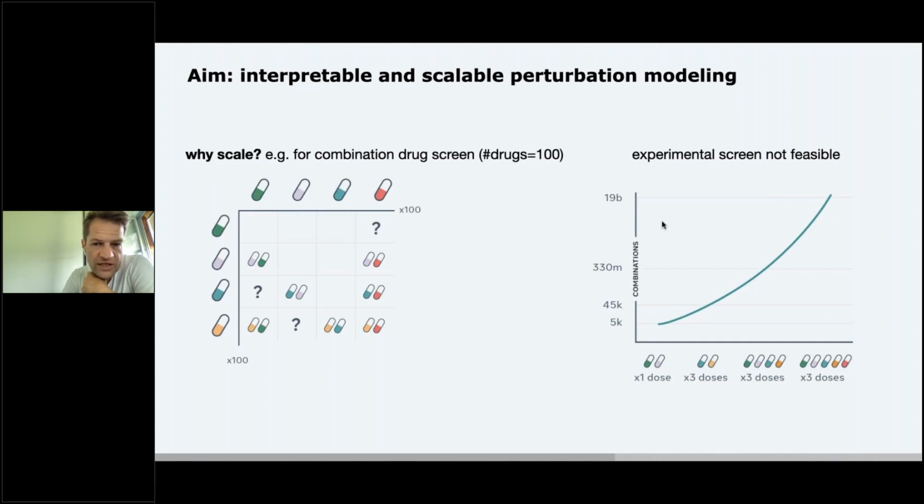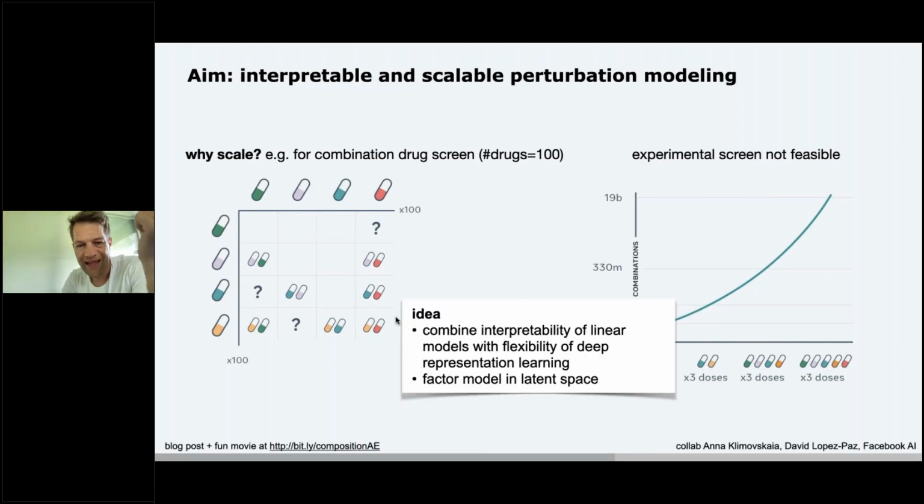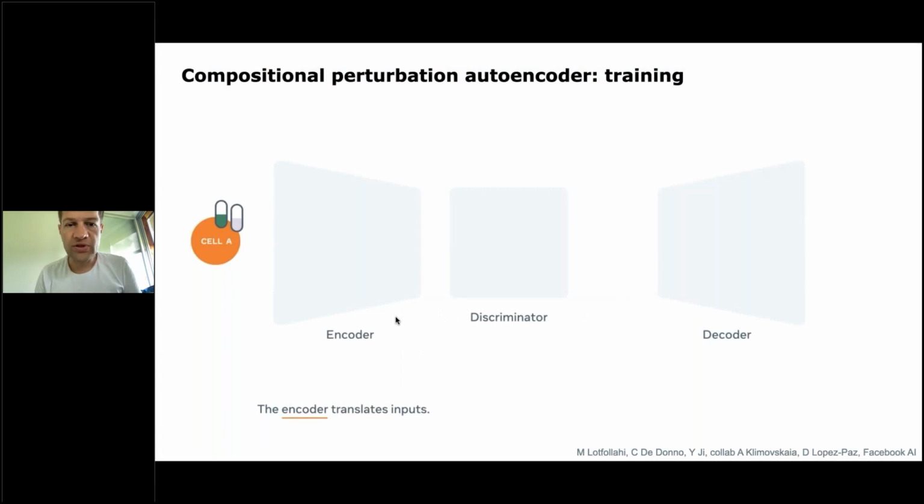So you need some type of computational way of interpolating these big matrices in terms of the combinations. You want something that's interpretable and scalable. Our idea was to combine the interpretability of linear models with the flexibility of a deep representation. Essentially, we're doing these factor models that I showed you before, but in a nonlinear latent space, and we need to learn the loadings in this nonlinear space. That's the idea of what we call the compositional perturbation autoencoder.